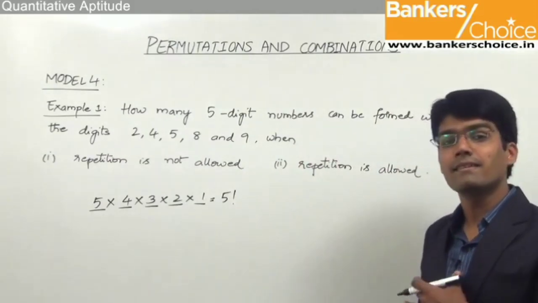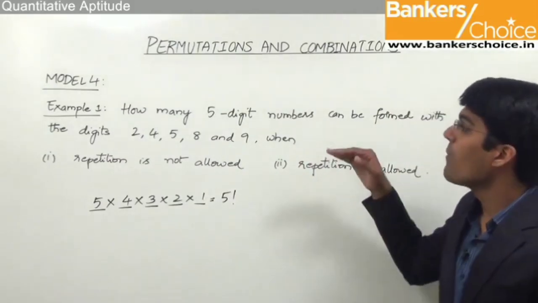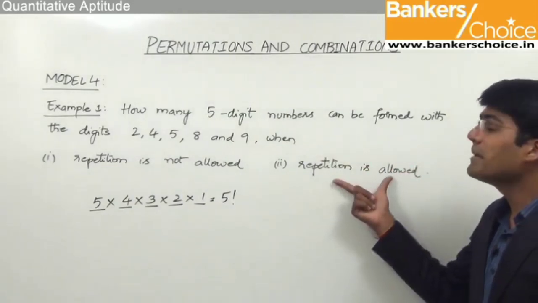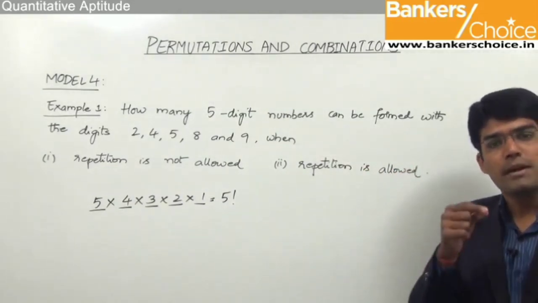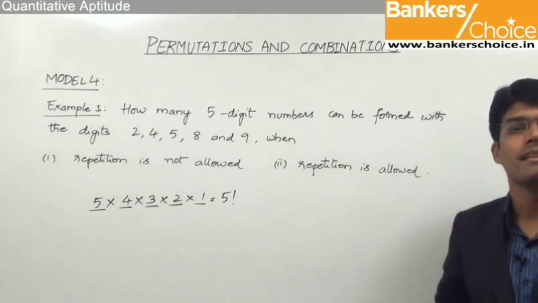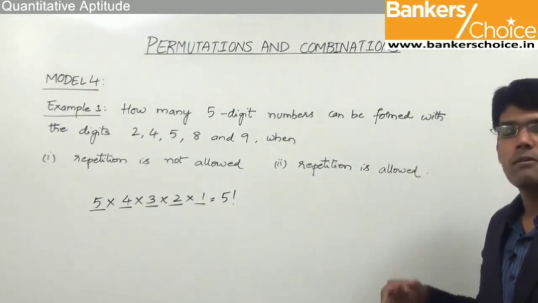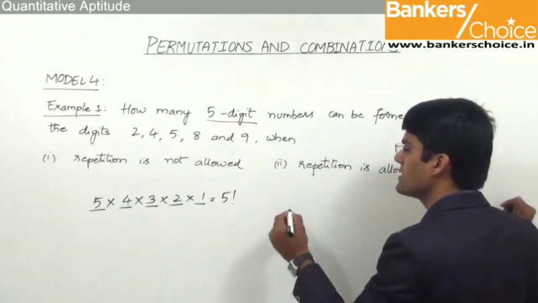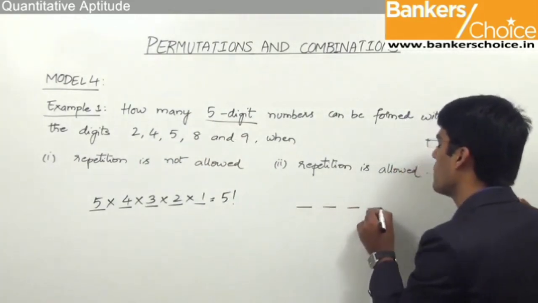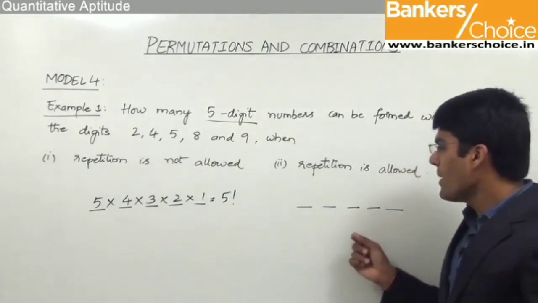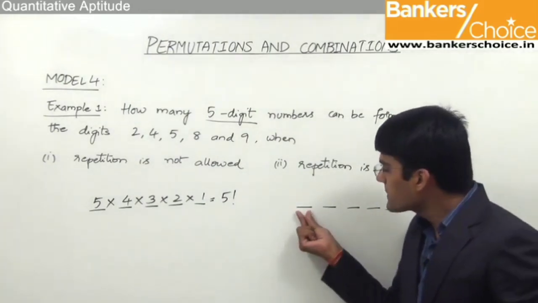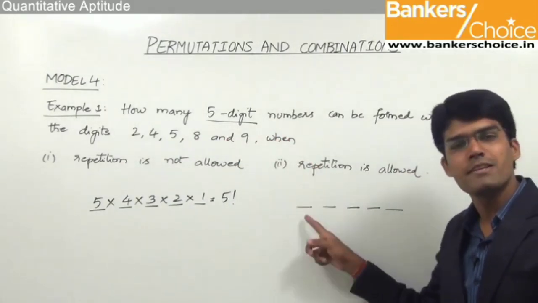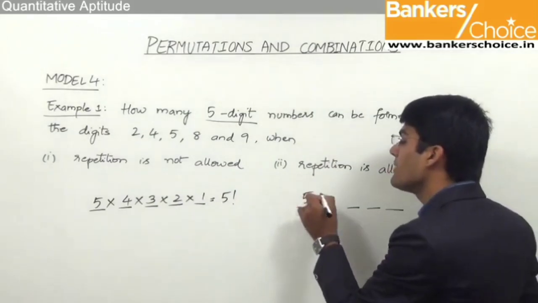Now a special case here is when repetition is allowed. That means how many 5-digit numbers can be formed with the digits 2, 4, 5, 8 and 9 when repetition of the digits is allowed. That means a particular digit can come any number of times in the given number. So let's see how to solve questions when the repetition of digits is allowed. Here again, since we are forming 5-digit numbers, we have got 5 positions. Now if we go by the principle of multiplication, the first position can be filled in 5 ways. Either 2, 4, 5, 8, or 9 can come. So there are 5 ways to fill the first position.